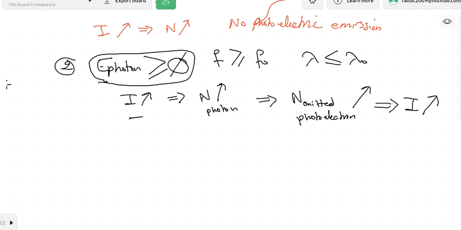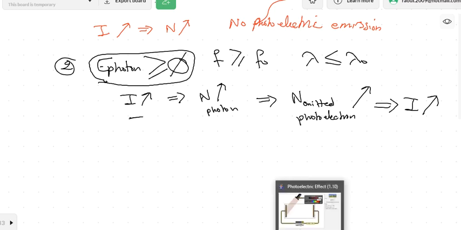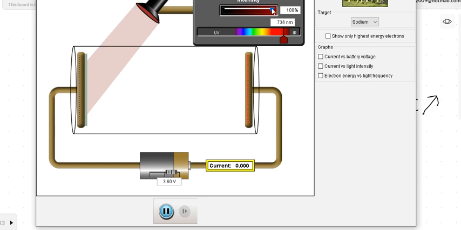So we go back to our simulation to see a condition like this. Let's take a low wavelength. Sorry, this is the intensity, keep it low. Let's use the blue light, which has high energy, or purple light. Okay, as you see, we increase the intensity a little bit. See the photoelectric emission. Here, as you see, we have photoelectric emission even with low intensity, because the energy of the photon is greater than the work function.